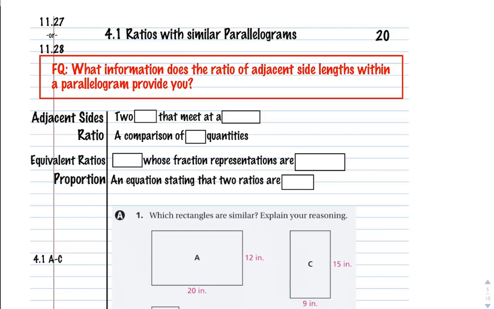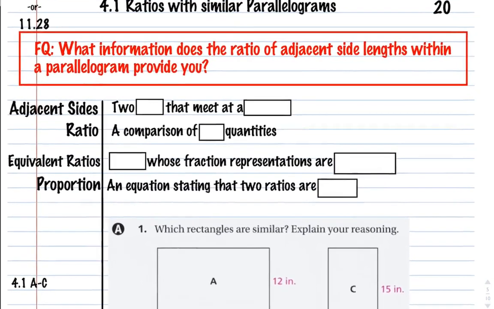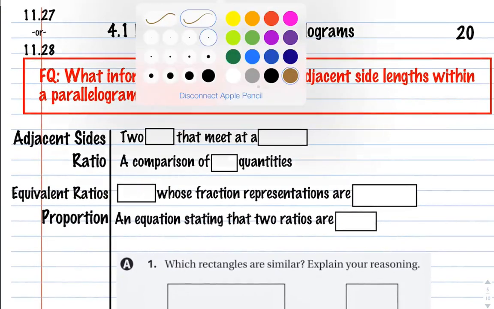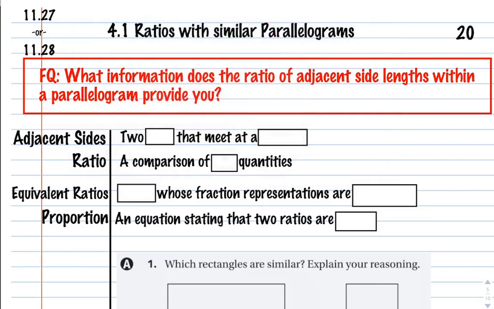Again, I'm going to use some of the close reading strategies so we can get a better idea of what's going on here. So it says, let's do blue because I already have it on red. What information does the ratio? Now we've talked about ratios before and we'll talk about it again. So we need to know what a ratio is.